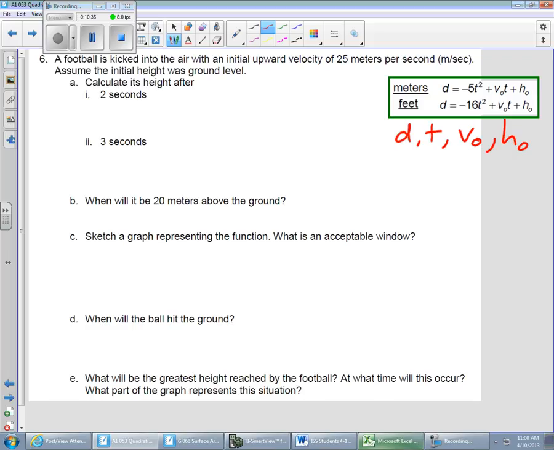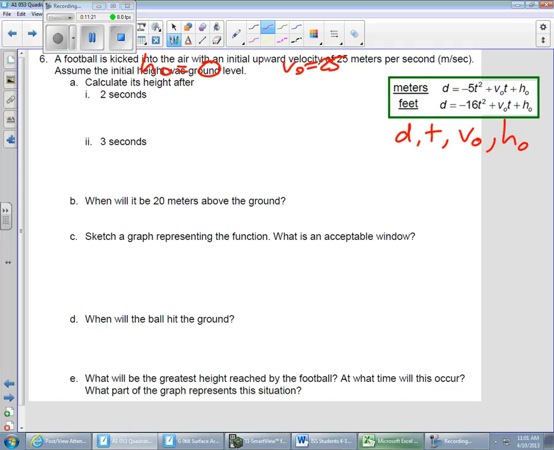So let's take a look at the problem again and see what they did provide. A football is kicked into the air with an initial upward velocity of 25 meters per second squared. What did they just give us? They gave us initial velocity, v naught. There went one of the variables. What else did they provide us? Assume the initial height was ground level. What did they just say there? They gave us h naught. What's its value? Ground level, 0. There went another one of the variables.